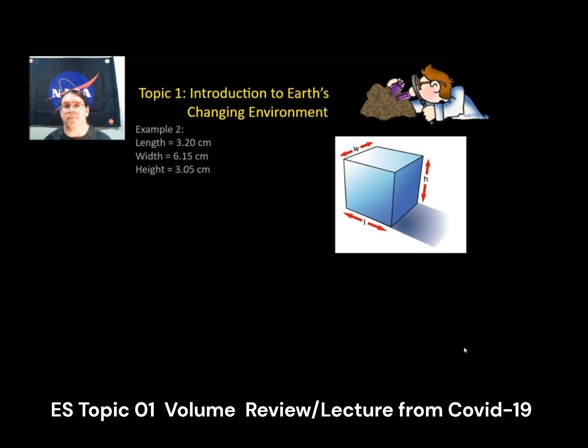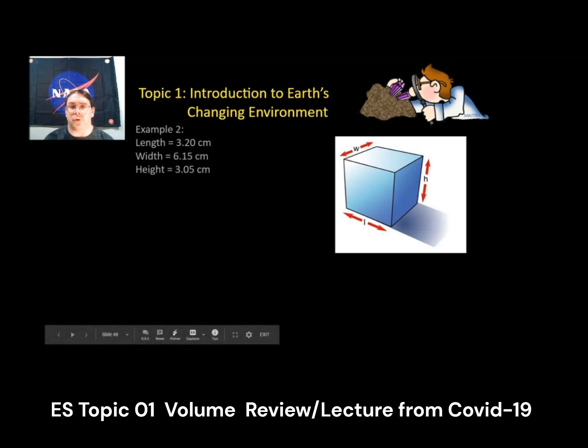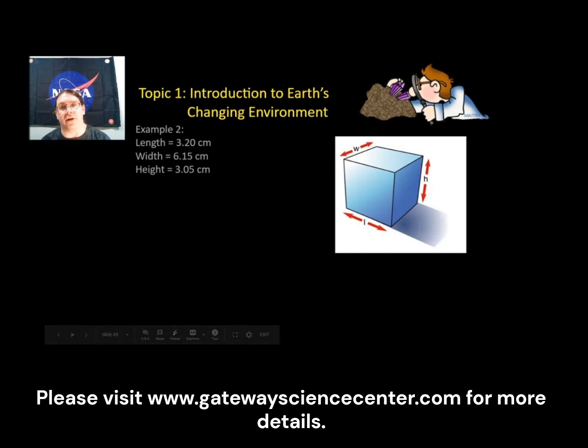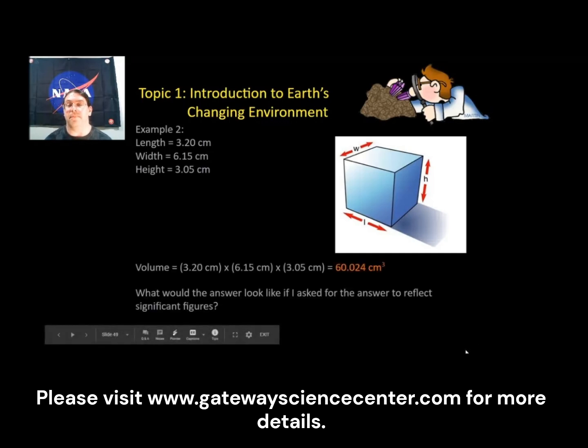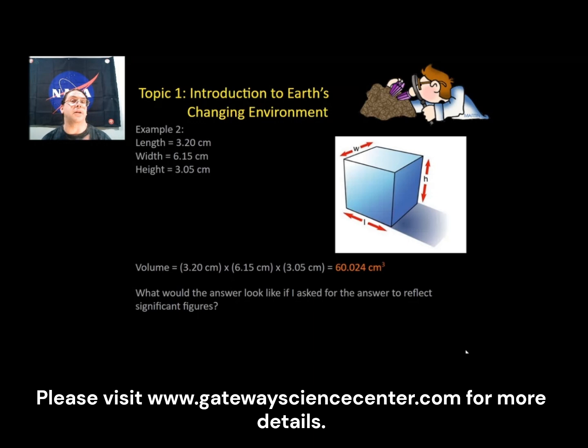Try another one. So you have 3.2 centimeters, 6.15 centimeters, and 3.05 centimeters for the length, the width, and the height. Multiply them together, and you get 60.024 centimeters cubed. Now, if I asked you to apply the significant figure rule to this answer, what would the answer look like in terms of significant figures?